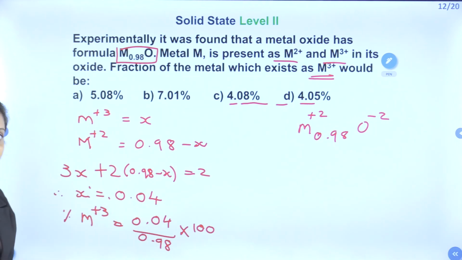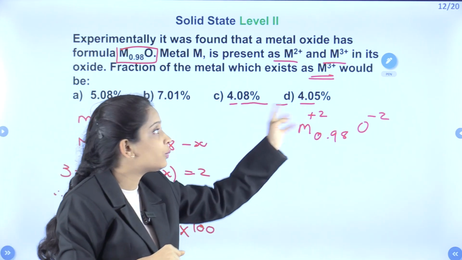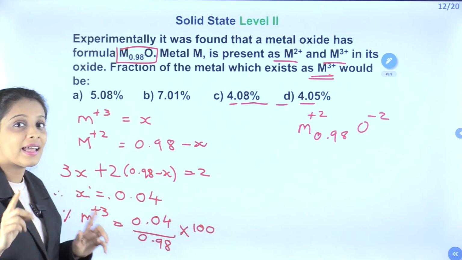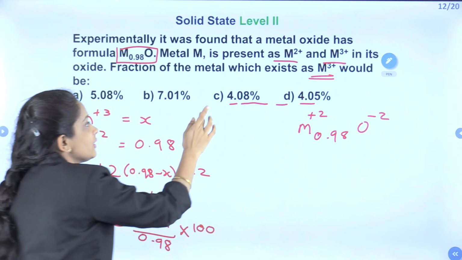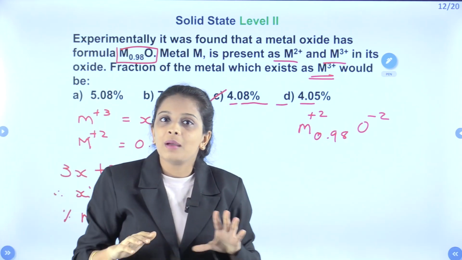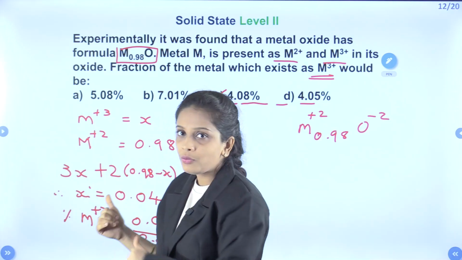When you solve this, you need to be precise, because both answers are very much near to each other. Precisely you need to solve and you will get the answer as 4.08. If your answer is 4.08, you are absolutely right. I am hoping you understood this type of question.